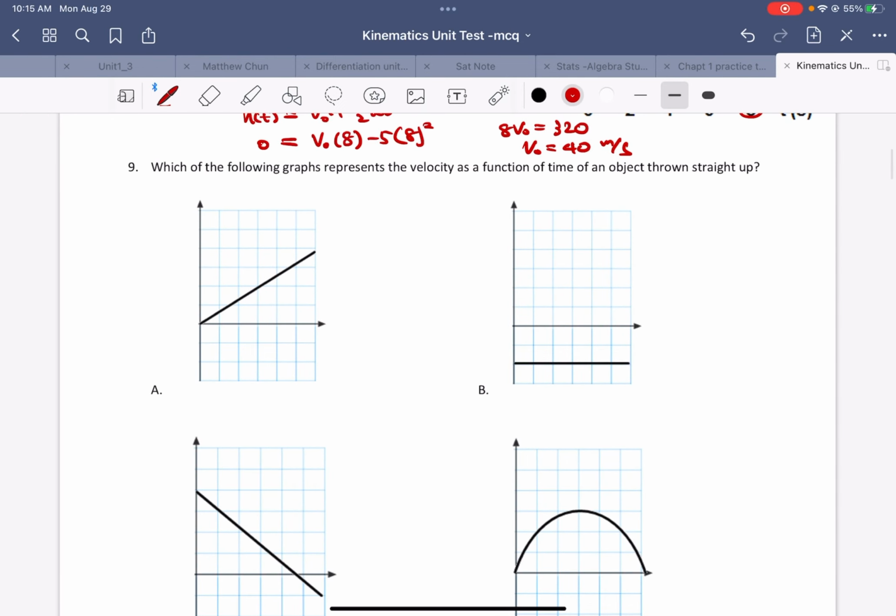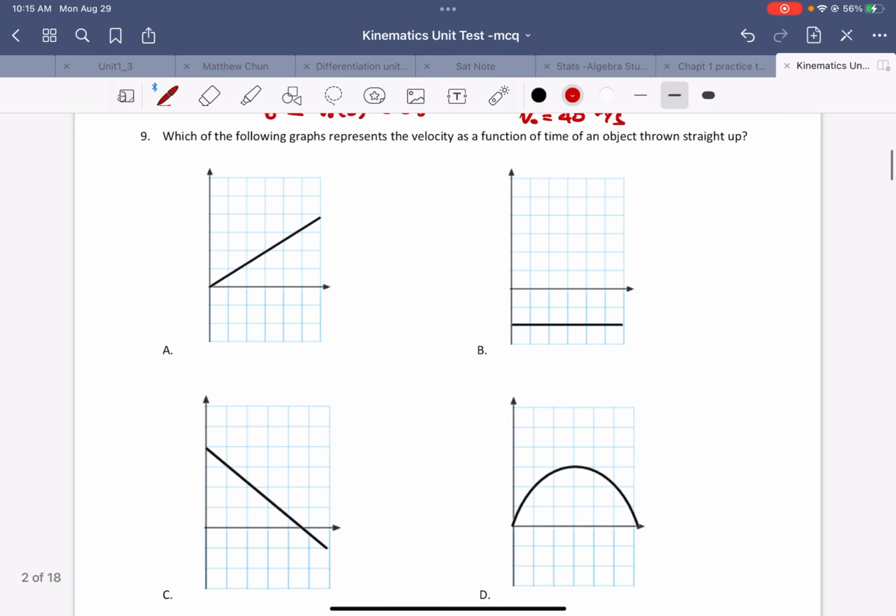Number 9, which of the following graphs represent a velocity as a function of time of the object thrown straight up? So this one is about velocity versus time. So the x-axis is time and velocity is the y-axis. So initially, when you throw something straight up, that means your velocity is some positive value. So it cannot be like this. This is a velocity of 0, but initially it should be some positive.